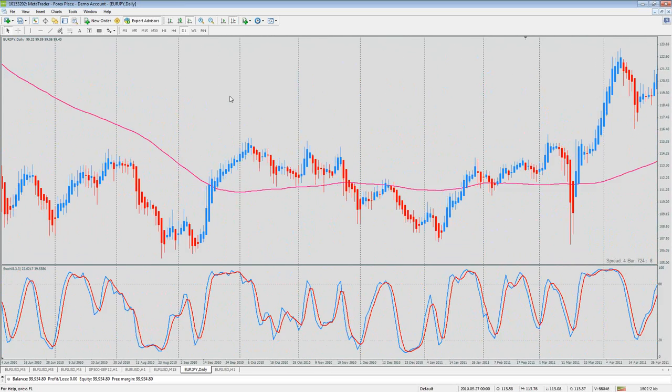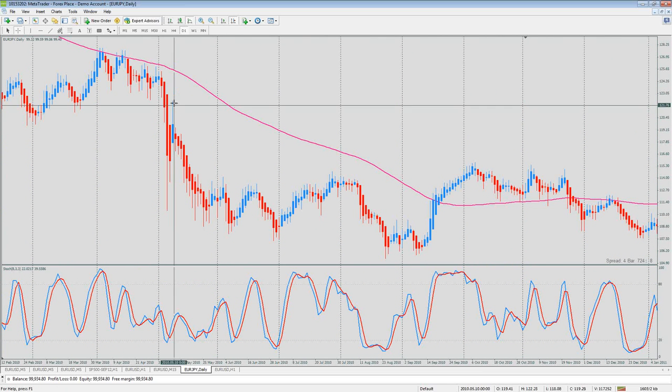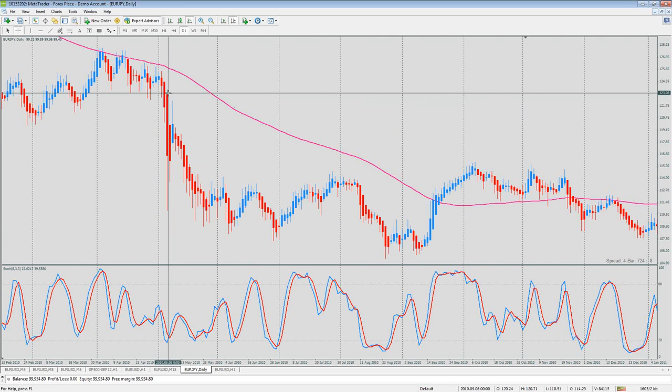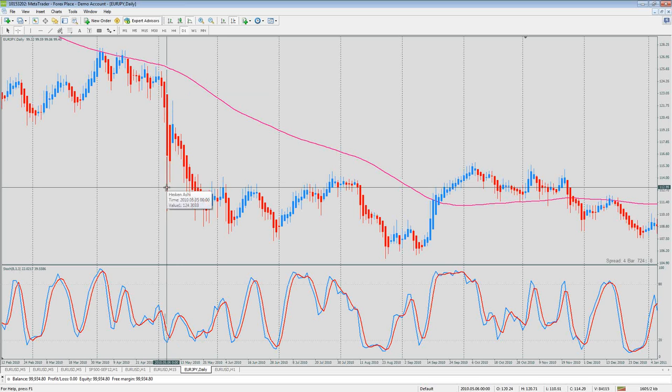I think it was in 2010. Yeah, I think it was here. May 6th. Okay, you can see here this candle with this long wick. This candle here on May 6th, this one I'm talking about.